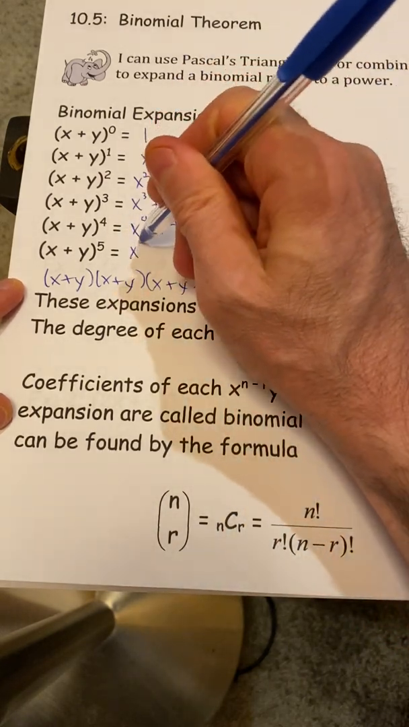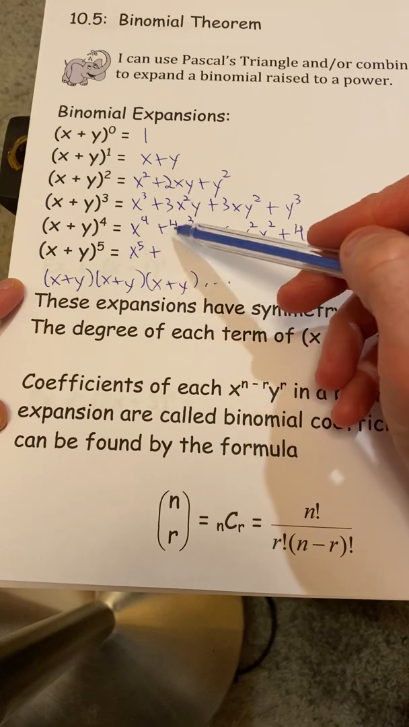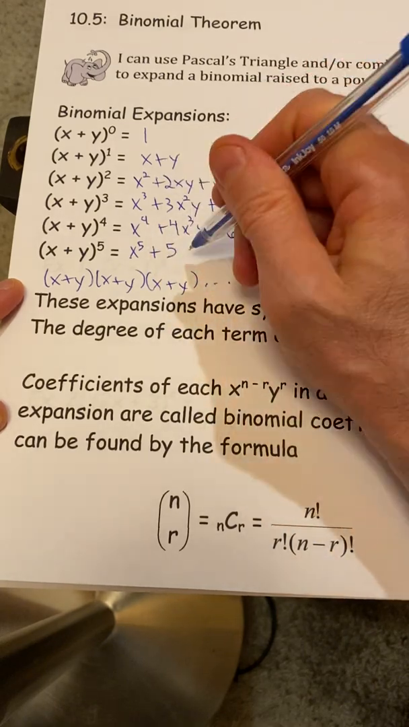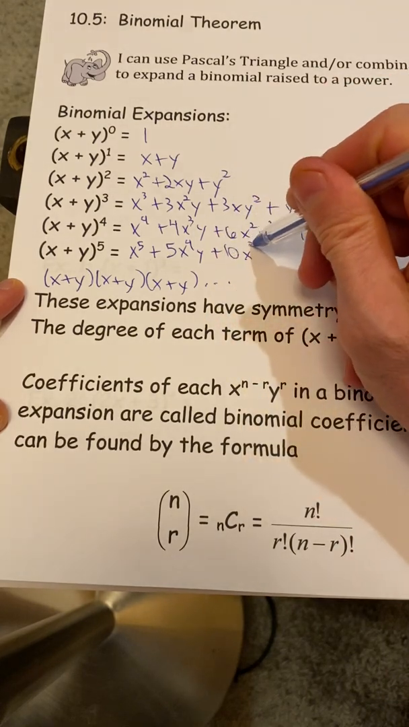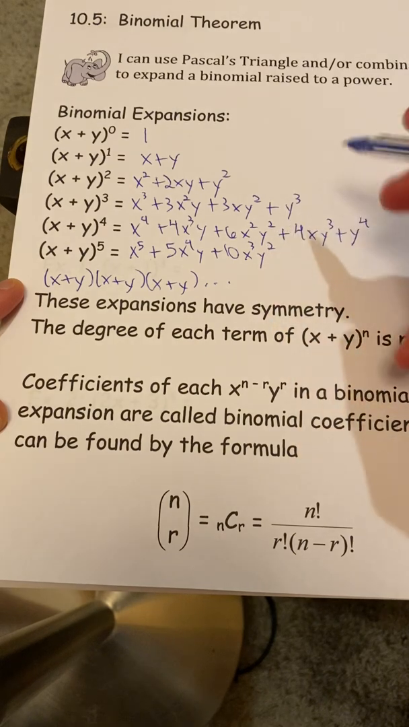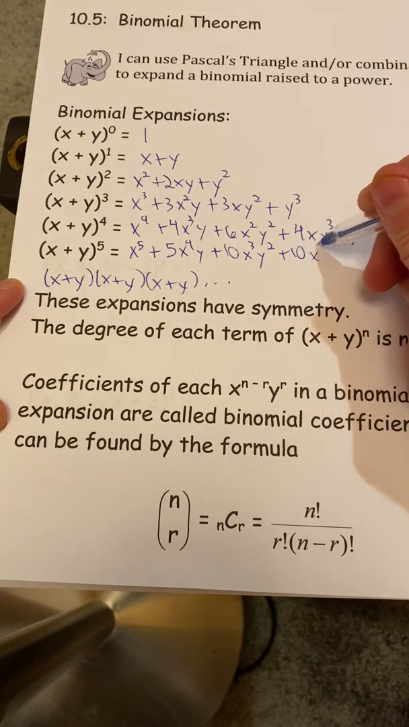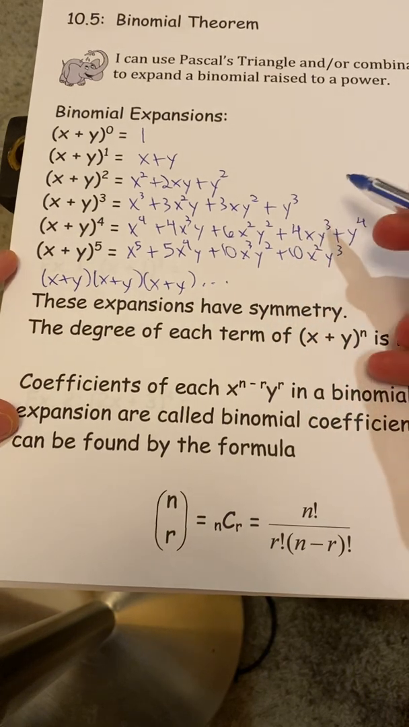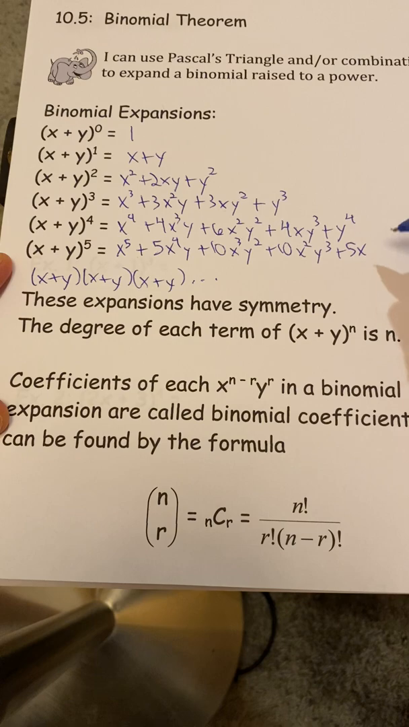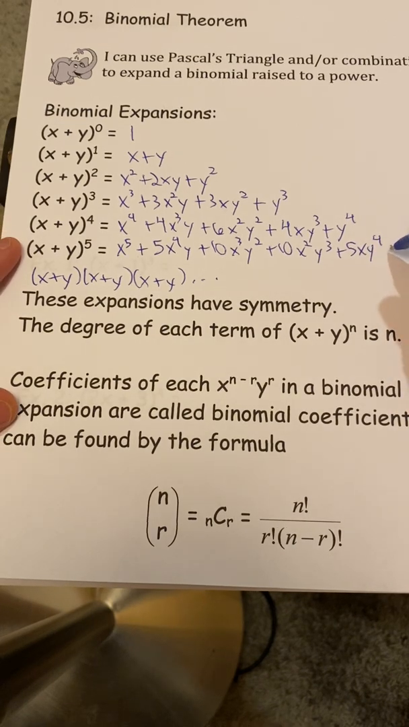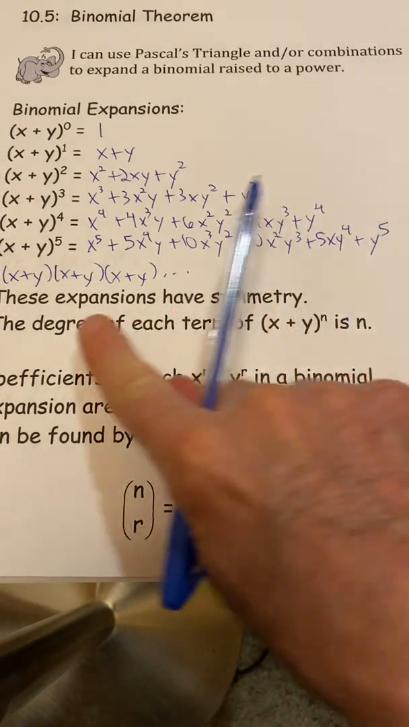The next one is x to the fifth, plus the next term, which is always whatever the exponent is, 5x to the fourth y. Then the next one is 10x to the third y to the second. Then the next one is also 10, x to the second y to the third. At the end it just mirrors: 5xy to the fourth, and at the very end y to the fifth. There is some symmetry here.